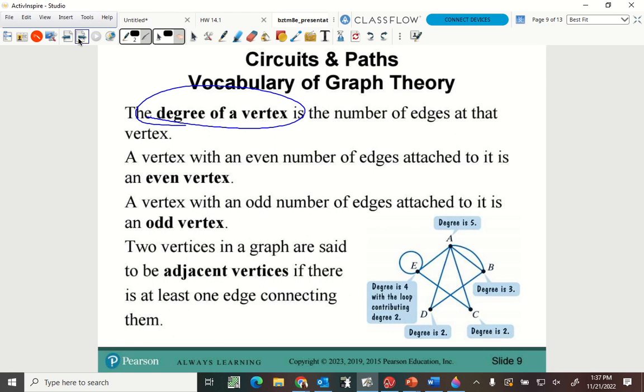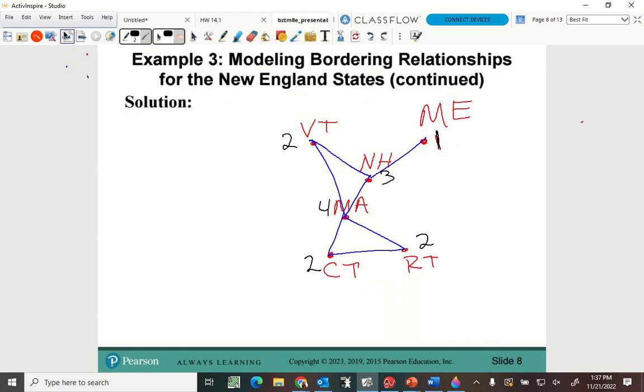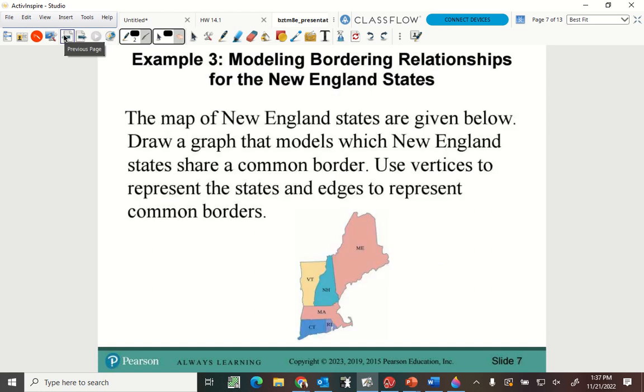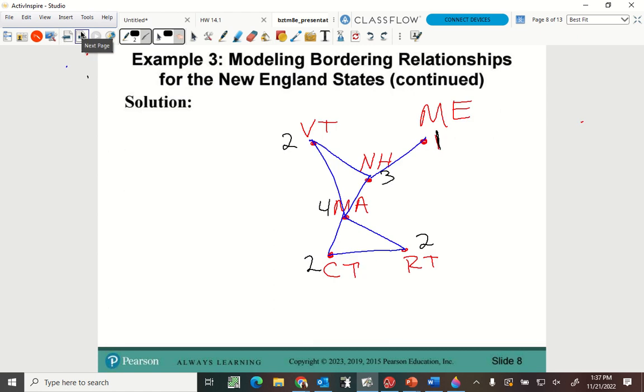All right, so this next one. Two vertices in a graph are said to be adjacent vertices if there is at least one edge connecting them. Adjacent vertices, one edge connecting them. What's adjacent to Maine? New Hampshire, that's it, right? So that's what adjacent means.